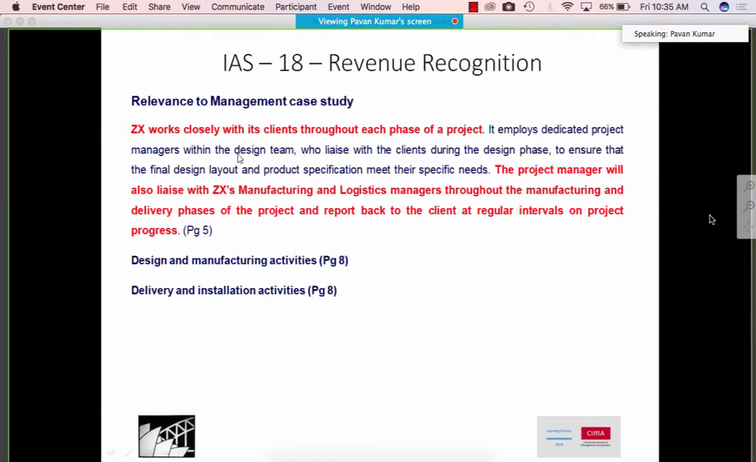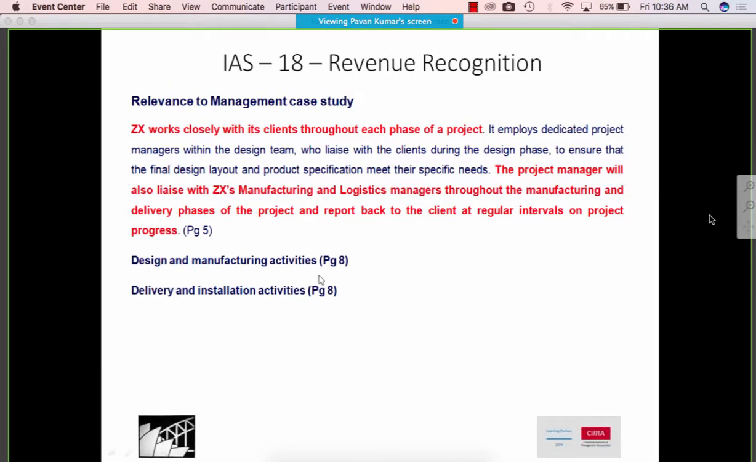It employs dedicated project managers within the design team who liaise with the clients during the design phase to ensure that the final layout and product specification meet their specific needs. The project manager will also liaise with ZX's manufacturing and logistics managers throughout the manufacturing and delivery phases of the project and report back to the client at regular intervals on project progress. So all throughout this case study, it is saying project, project, and project. So that's why, like Yasin said, probably you can also link IFRS 15 to this one.